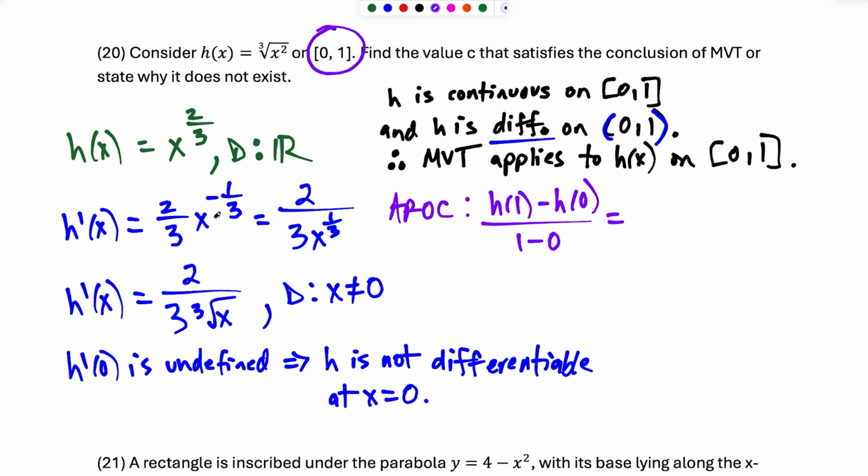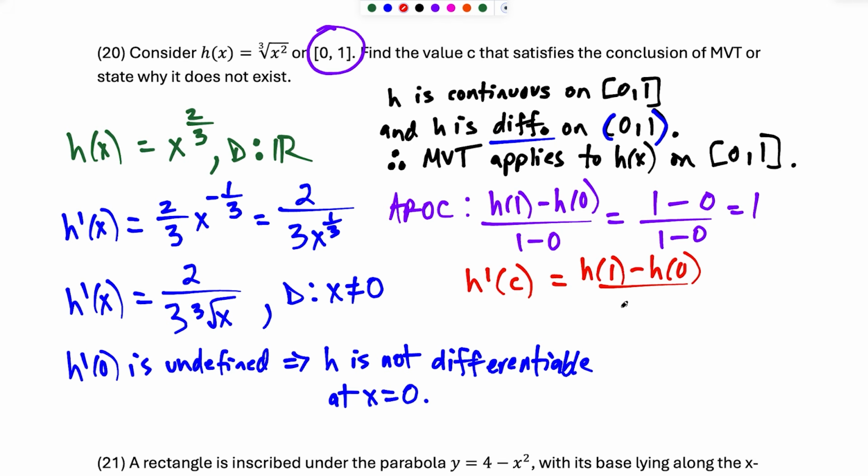And then h of 1 is just equal to 1 to the 2/3 power, which is just equal to 1. And then minus, if I plug in 0 to our function, we get 0, divided by 1 minus 0 equals 1. So this is our average rate of change. But we want to see, this is the mean value theorem formula here. When is h prime equal to the average rate of change? So we're setting these two values here equal to each other.